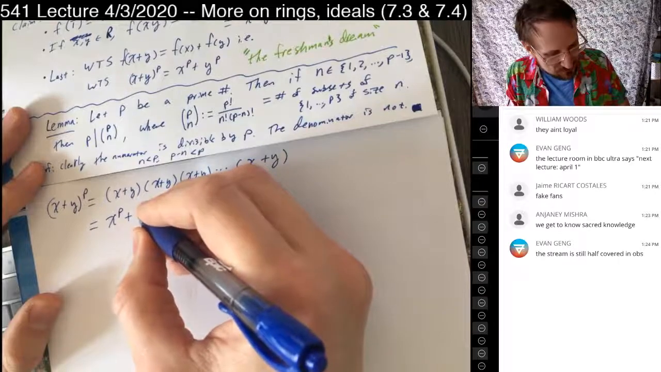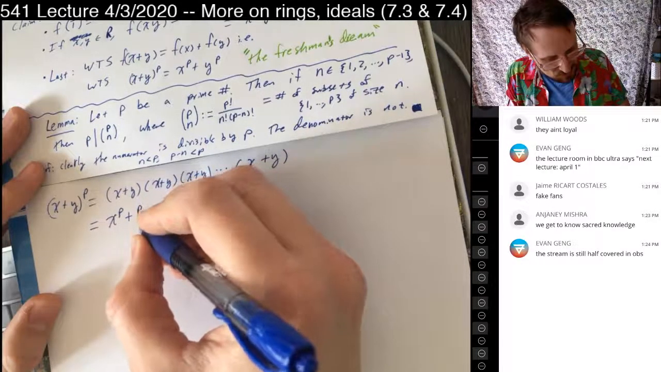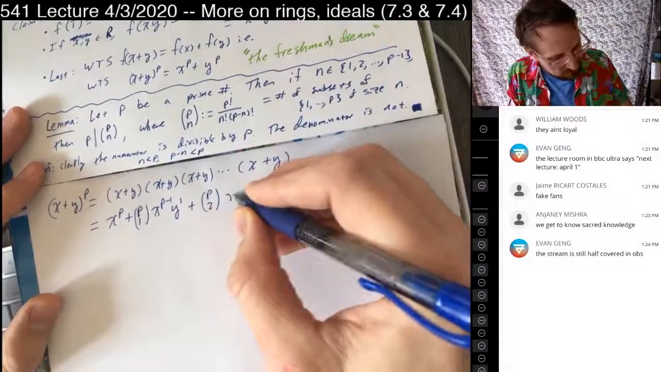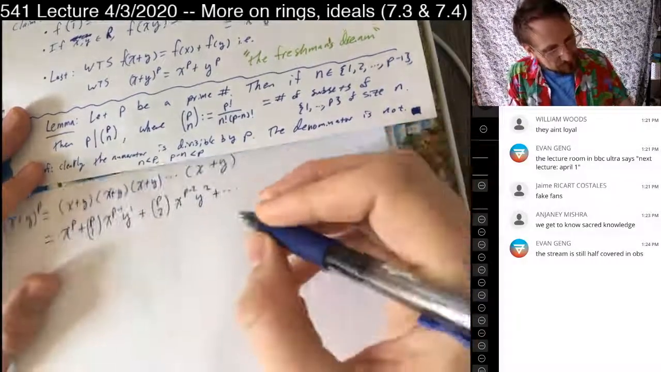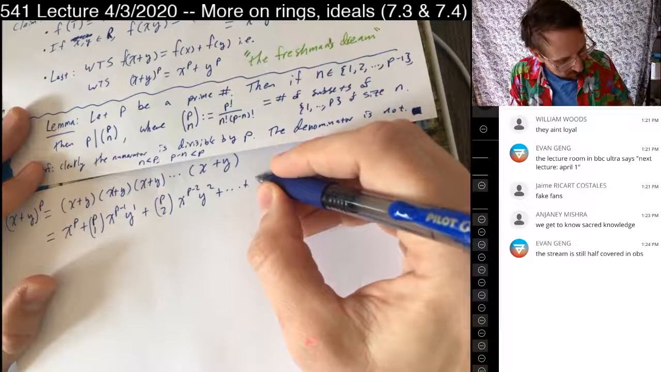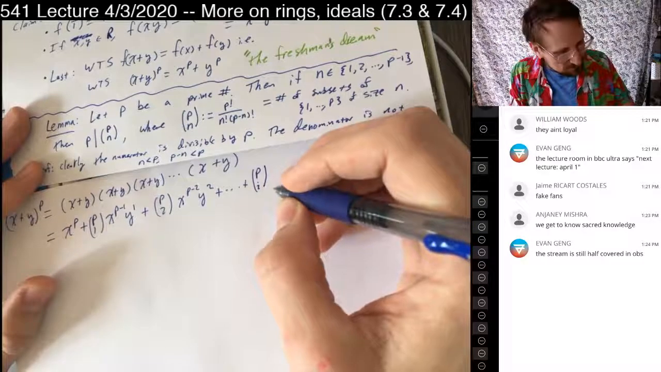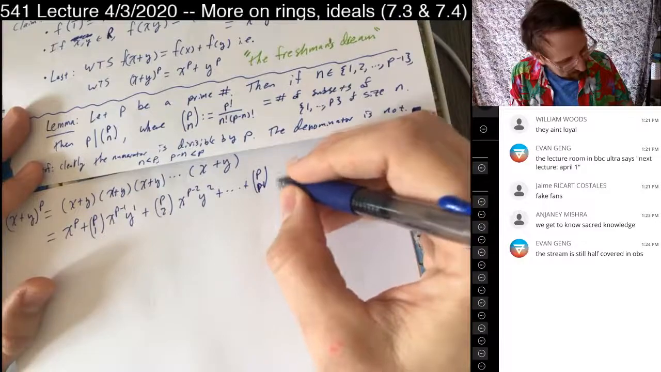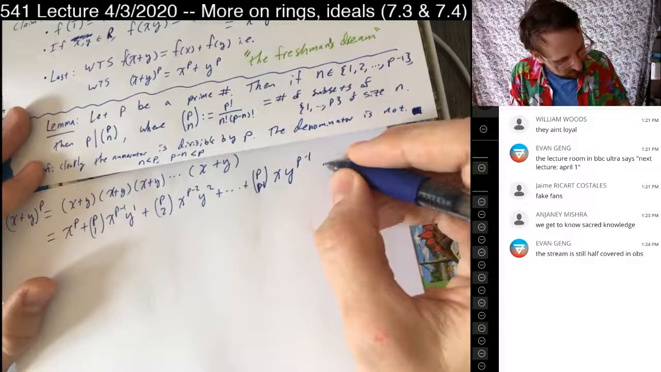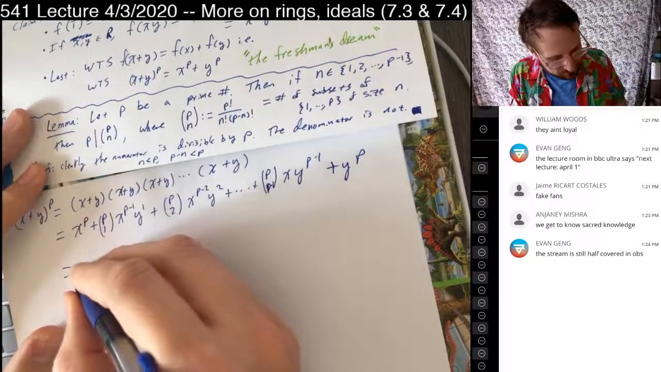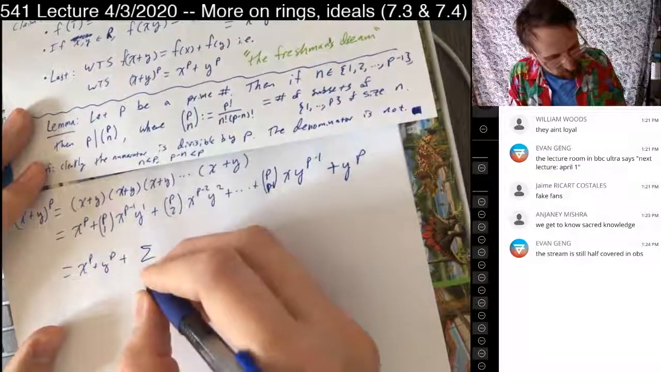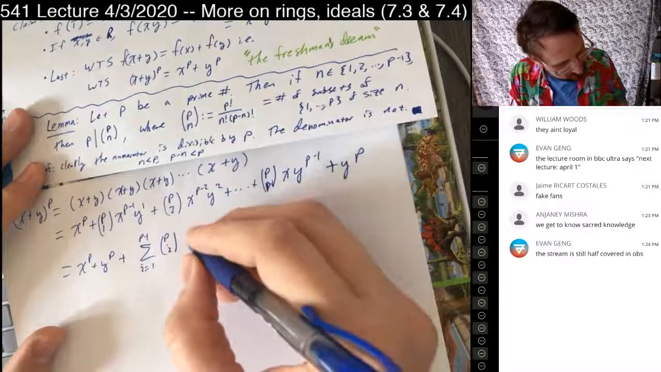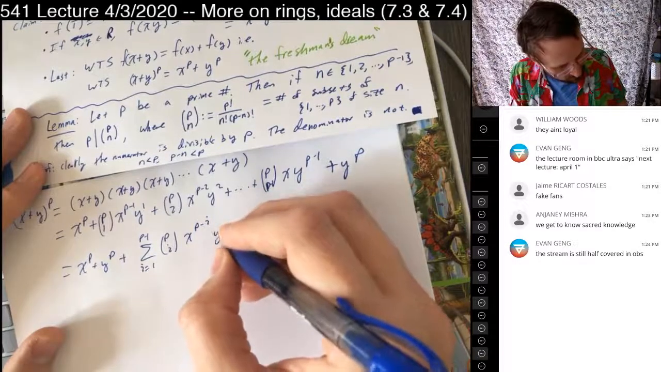So you get p choose 1 copies of x to the p minus 1 y to the 1, and p choose 2 copies of x to the p minus 2 y squared, etc. So the ith term is p choose i. Let me just write it down. The last couple are p minus 1 x y to the p minus 1, and y to the p. So it's x to the p plus y to the p plus these middle terms, the sum from i equals 1 to p minus 1, p choose i, x to the p minus i, y to the i.